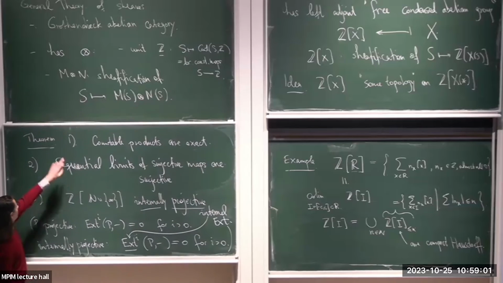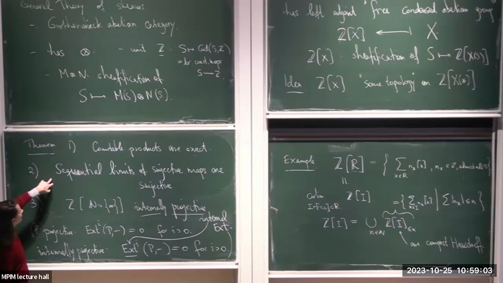And so the first two properties are actually things that are better in all condensed abelian groups because all products are exact. And, well, okay, this is also certainly still true. The third property, however, is something that's only true in the light setting.